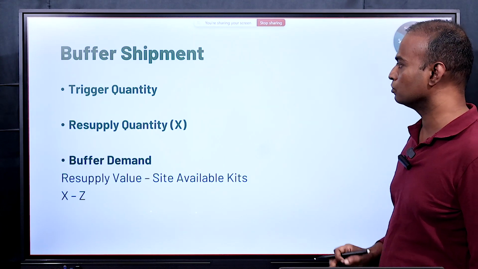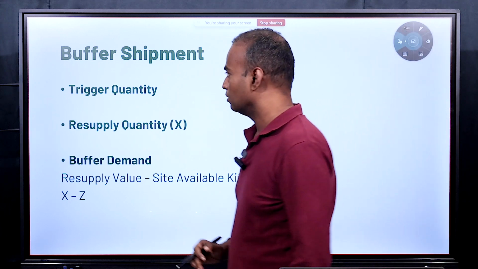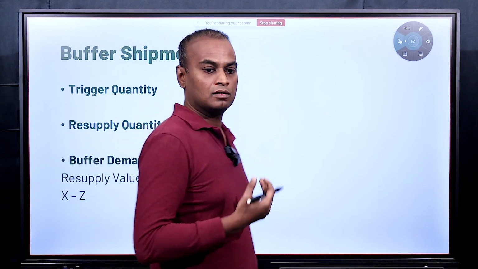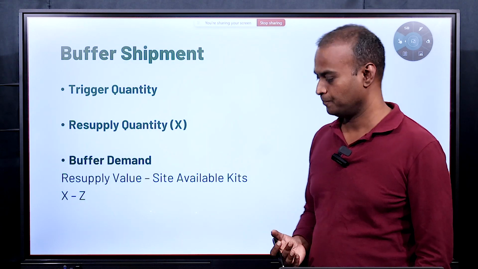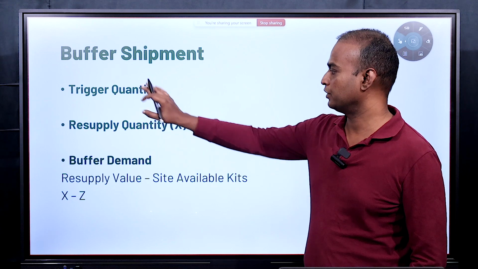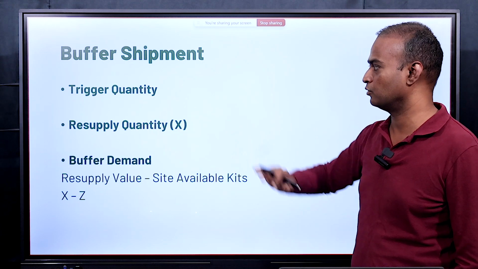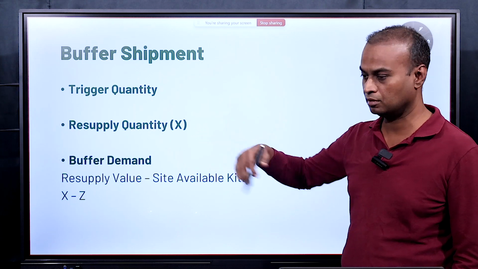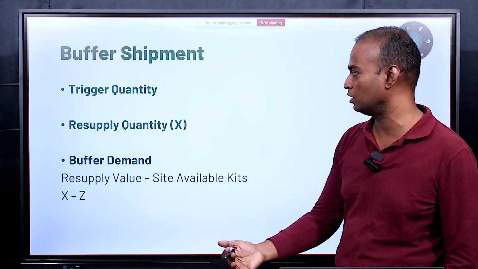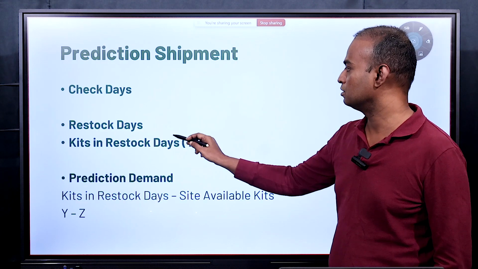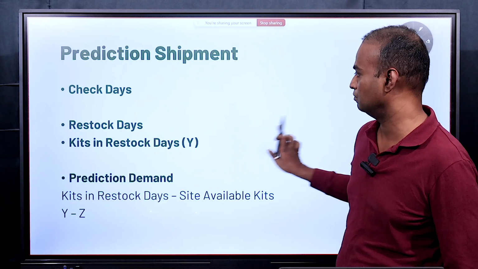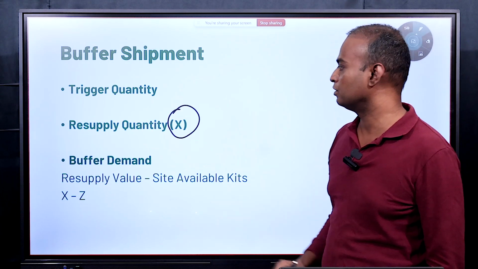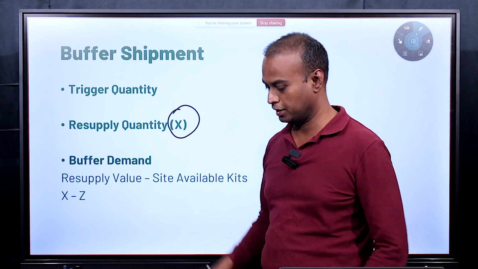Okay, now we will go to the buffer strategy. Buffer strategy is used to address the non-predictable needs at the site. There are two values for it: trigger quantity and resupply quantity. Resupply quantity we are denoting as X. In further sessions, we will have the formula. To understand the formula, this is the alphabet you will use for resupply quantity.